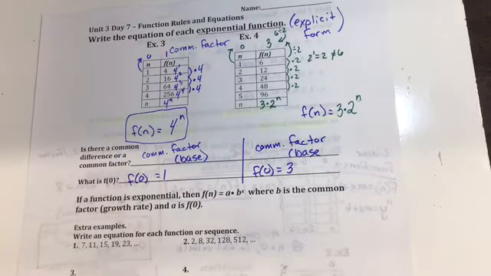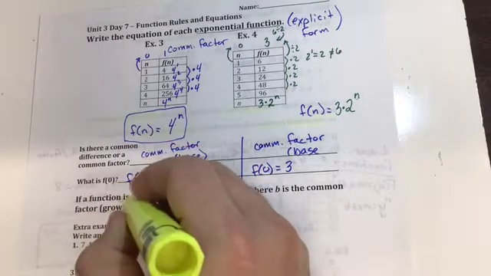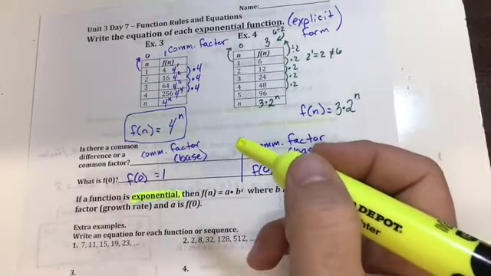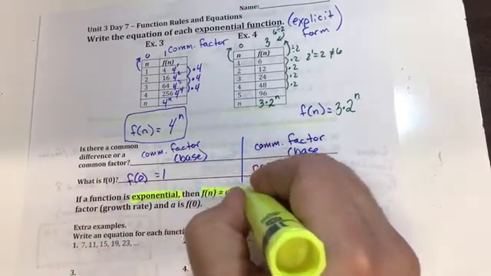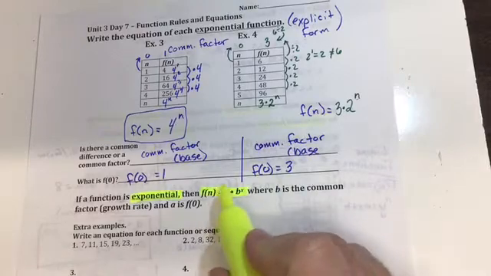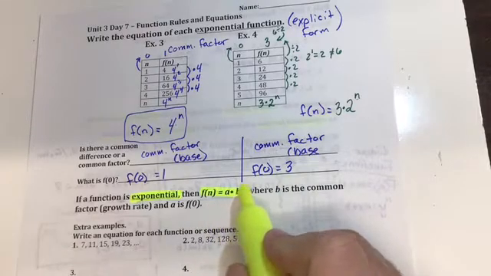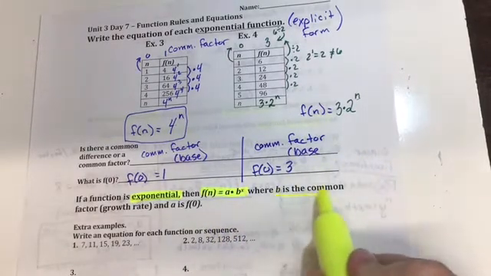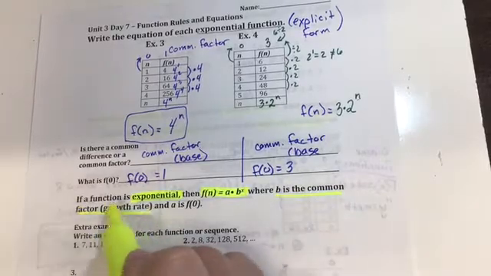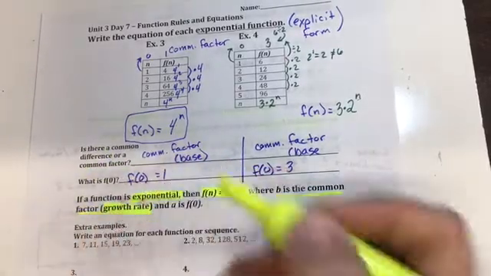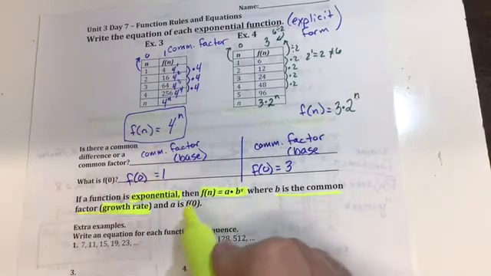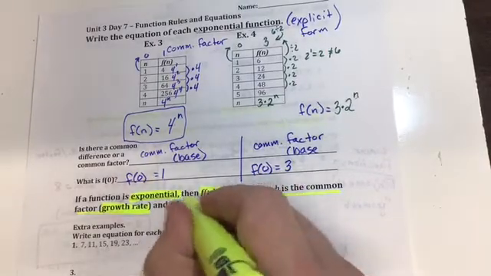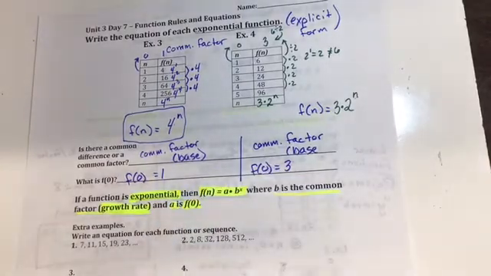Okay? If a function is exponential, then this is our function rule, and it's always going to follow this pattern. The function is equal to a times b to the x. B is the common factor, or what we call the growth rate. That's another term we need to identify. And then this a value is the function evaluated at 0.